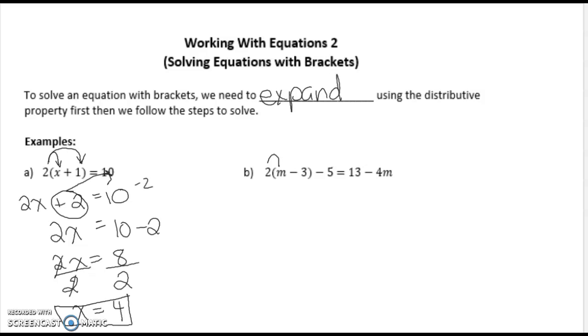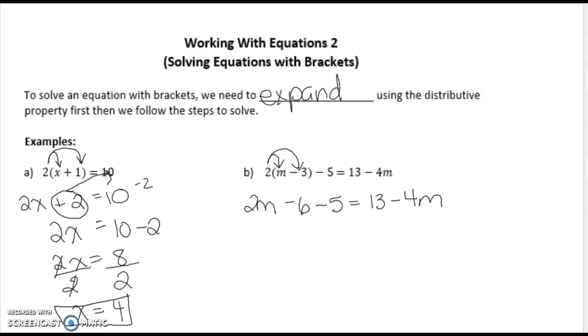So 2 times m is 2m. 2 times negative 3 is negative 6, and then everything else stays the same. Negative 5 stays the same, equal sign stays the same, 13, and minus 4m stays the same.